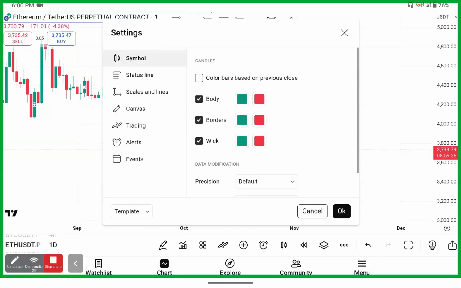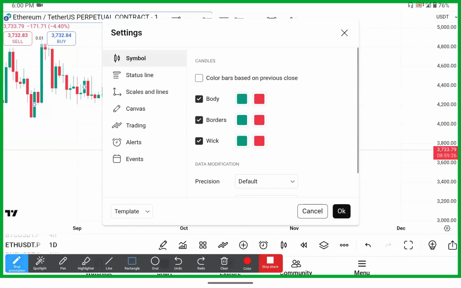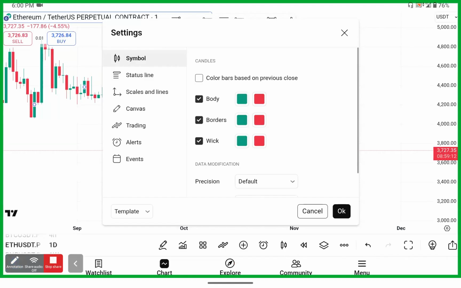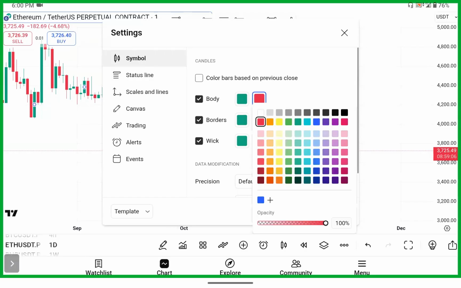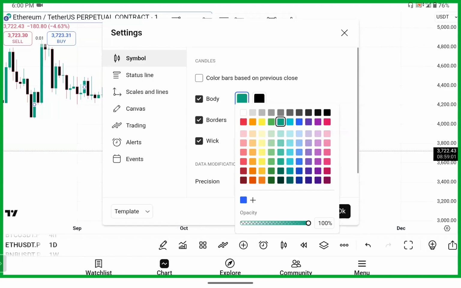And then you will see here, because candles have what we call the body, they have the borders, then they have the wicks. Those are the only things you can change, and for me, I'm willing to change. So I will change the body; I will leave it green. Then this I will change to black, because I told you I prefer black.